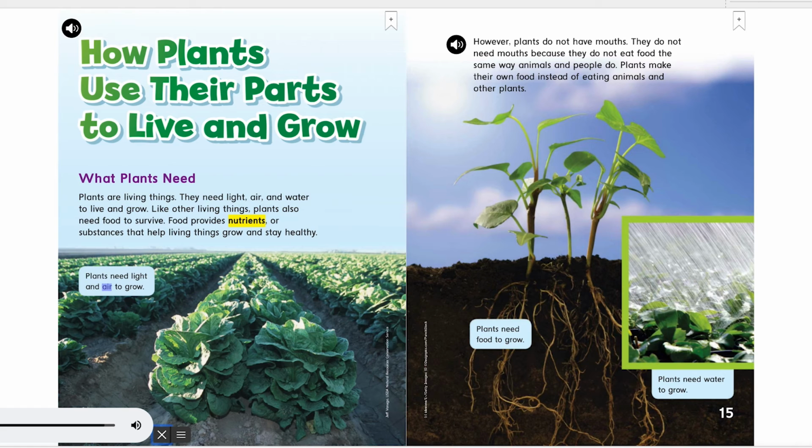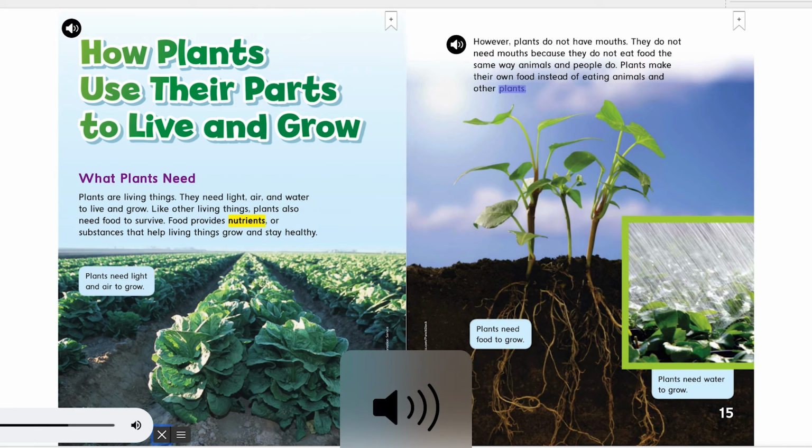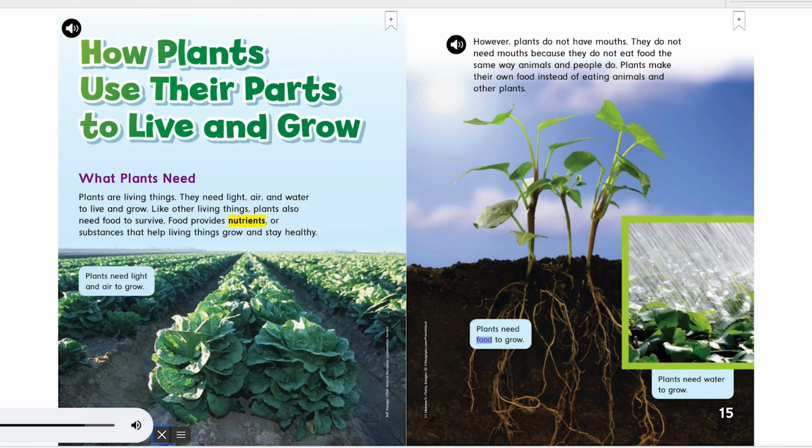Plants need light and air to grow. However, plants do not have mouths. They do not need mouths because they do not eat food the same way animals and people do. Plants make their own food instead of eating animals and other plants. Plants need food to grow. Plants need water to grow.